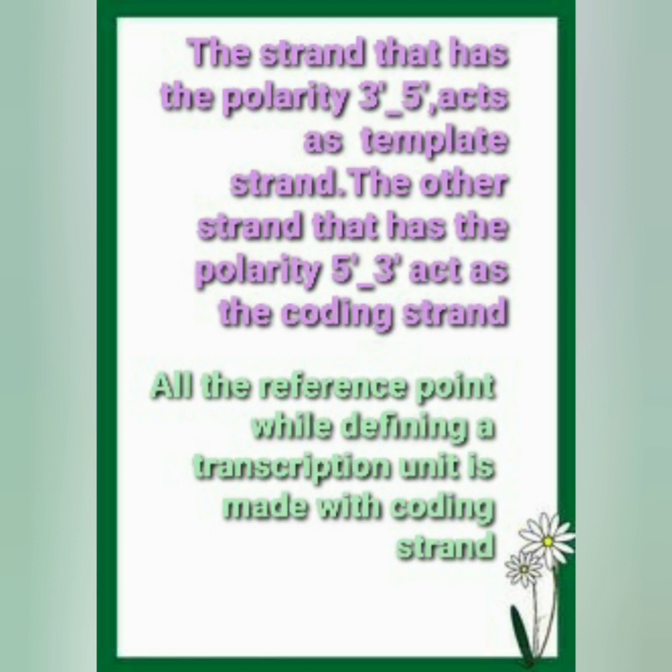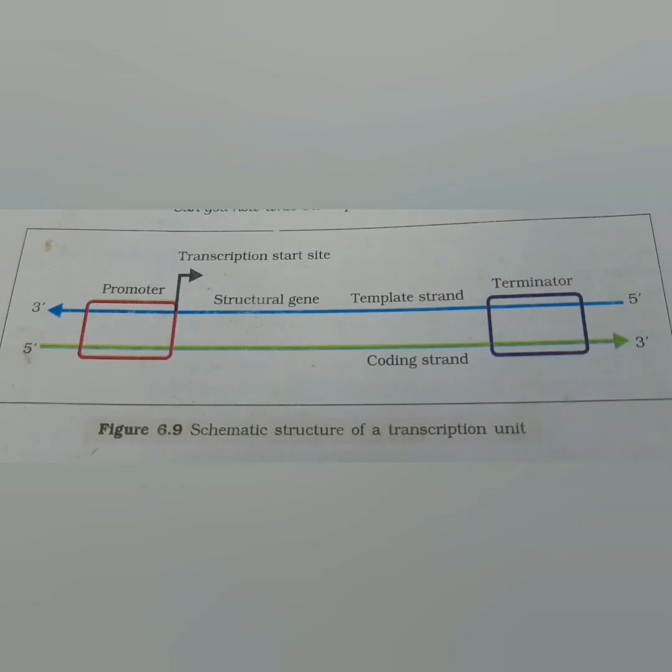Now, the strand that has the polarity 3' to 5' acts as the template strand. The other strand that has the polarity 5' to 3' acts as the coding strand. All the reference points while defining a transcription unit are made with the coding strand. Here you can see the template strand and coding strand.